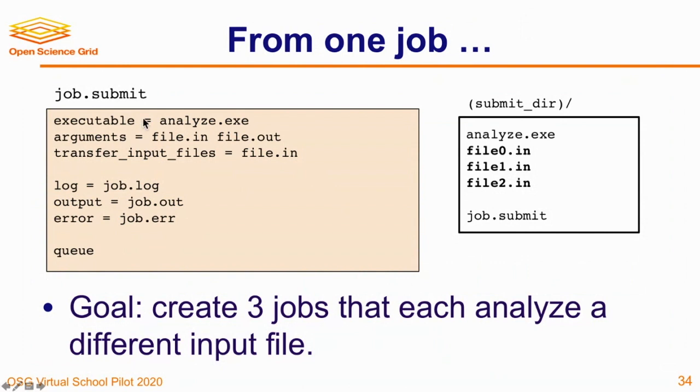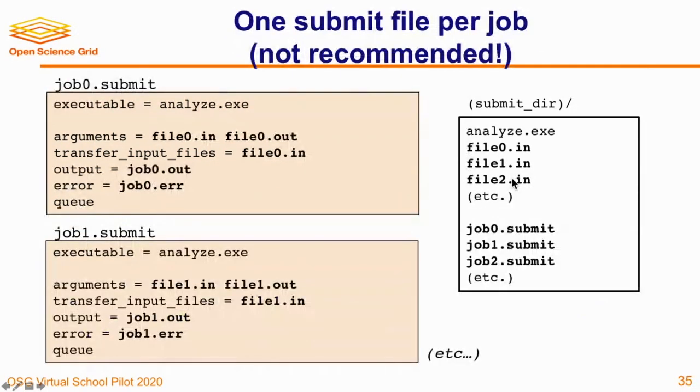But let's say we had started out with a different scenario. We've got an executable that's going to analyze an input file and produce an output file. So we know we need to transfer that input file. We know that we want log, output, and error files for each job, but let's say we've got multiple input files. How do we communicate that in the submit file if we've got multiple input files and not just one?